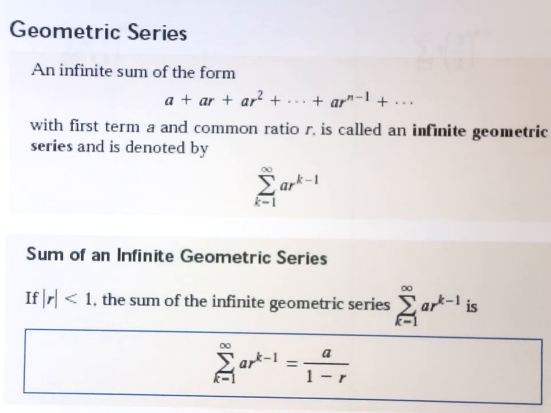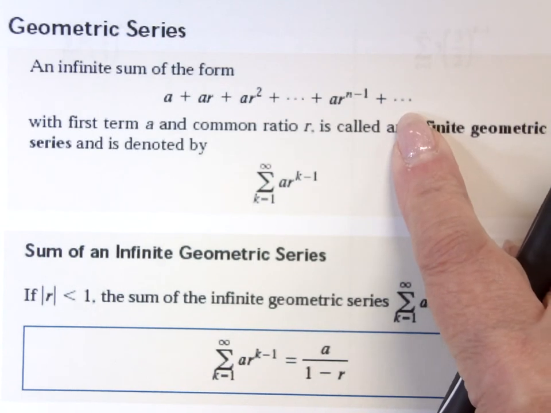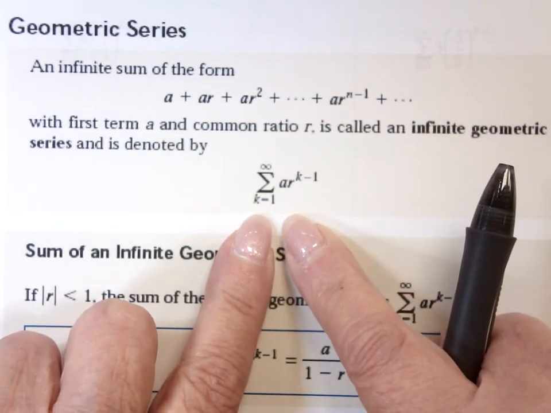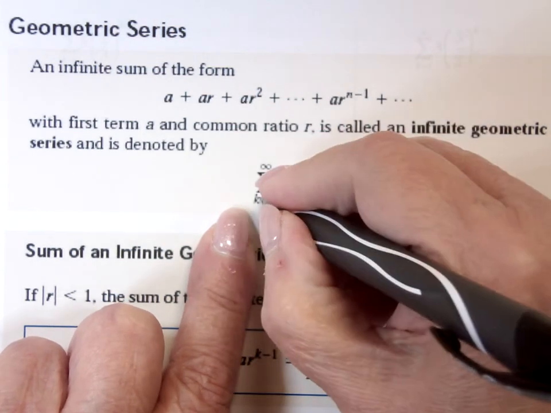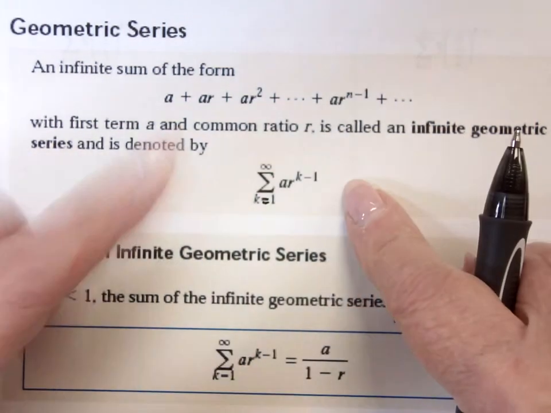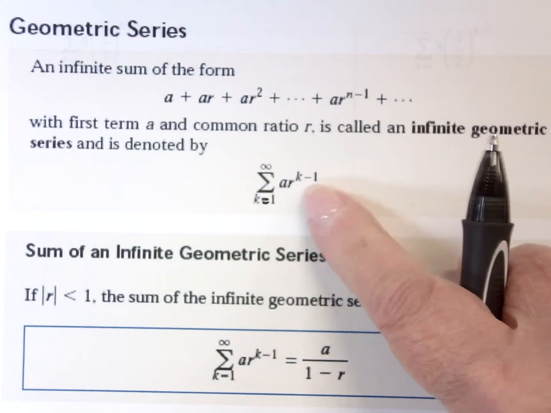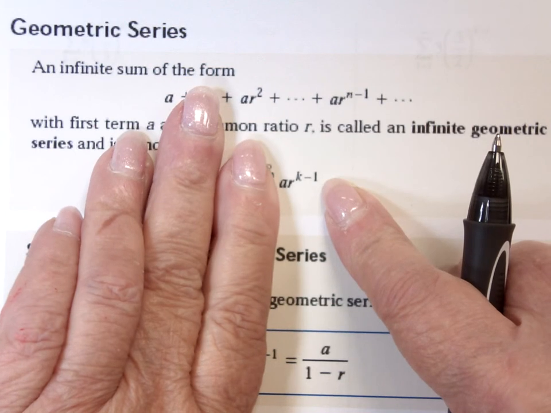An infinite sum of the form a plus a times r plus a times r squared plus dot dot dot plus a times r to the n minus 1 plus dot dot dot. That means dot dot dot goes on forever. We basically look at this as the sum from k equals 1 to infinity of a r to the k minus 1. So that's essentially the sequence generator for the geometric sequence.